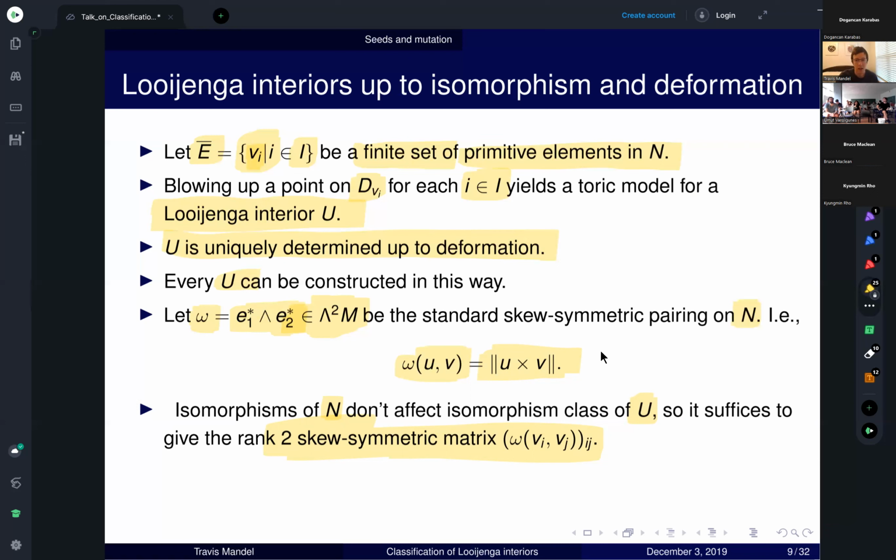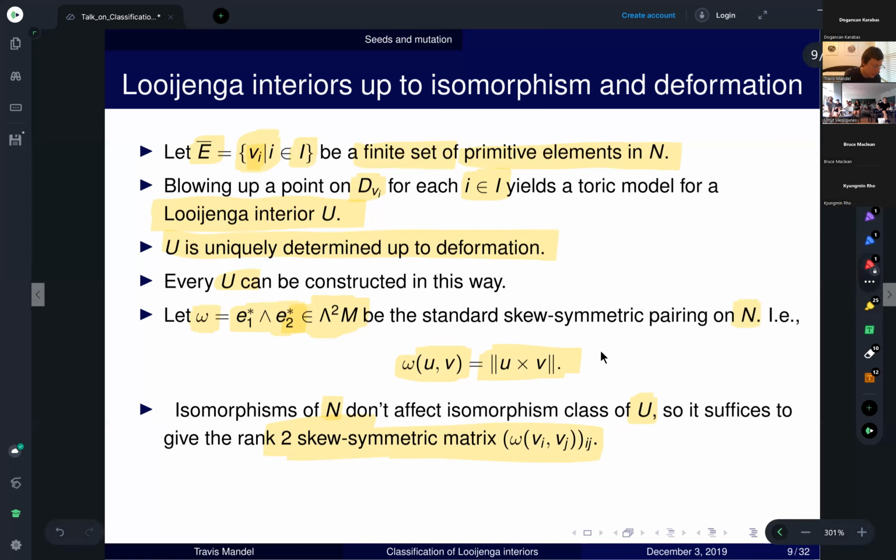Sorry, can I ask? Do you really want to take primitive elements, or shouldn't you be allowing blowing up many points on the same divisor somehow? Yeah, you can. So these v_i, I said set, I should maybe say multi-set.